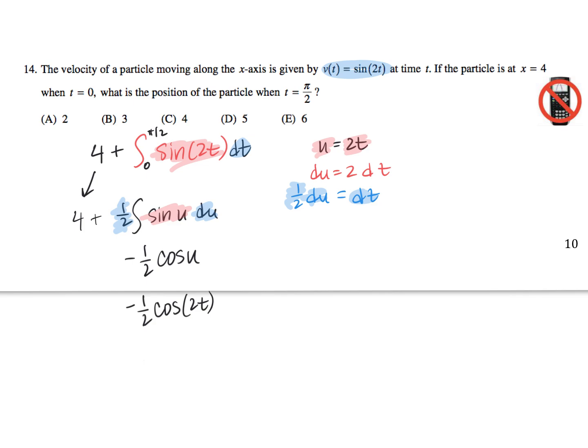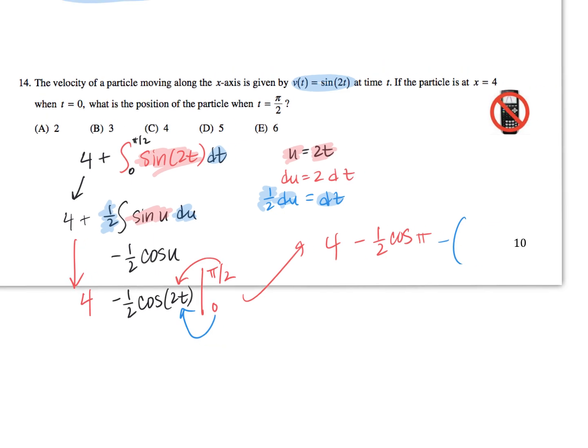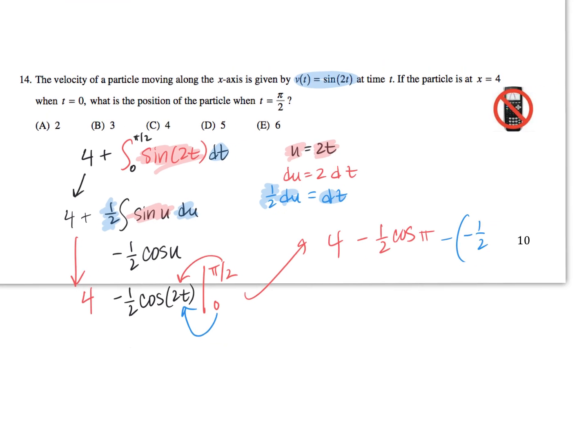Let's go plug in my bounds now that we're back in terms of t's. I've got a 0 to a pi over 2, and I'm just going to remind myself I've got that 4 chilling. Then I got minus 1/2 cosine of upper bound. What's pi over 2 times 2 going to get me? Pi. Love that. That is saying 4 minus plugging in my upper bound, and then minus plugging in my lower bound. Minus negative 1/2 cosine of 0.